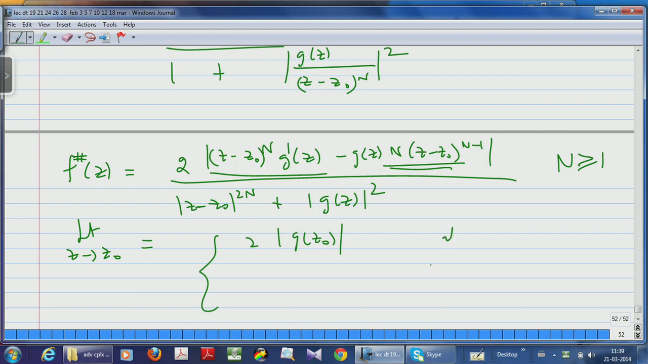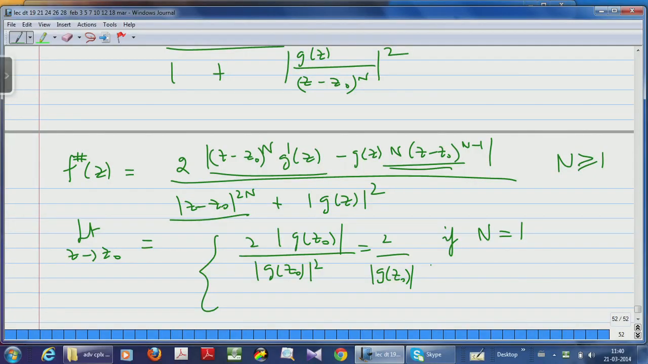This is if n is 1, and in the denominator this term is going to vanish as z tends to z naught. I'm going to simply get mod g of z naught the whole squared, so I get 2 divided by mod g of z naught, which is just 2 by mod g z naught. This is what I'll get. And mind you, g of z naught is not 0, because g is the analytic function, f times (z minus z naught) to the power n, in the neighborhood of z naught.